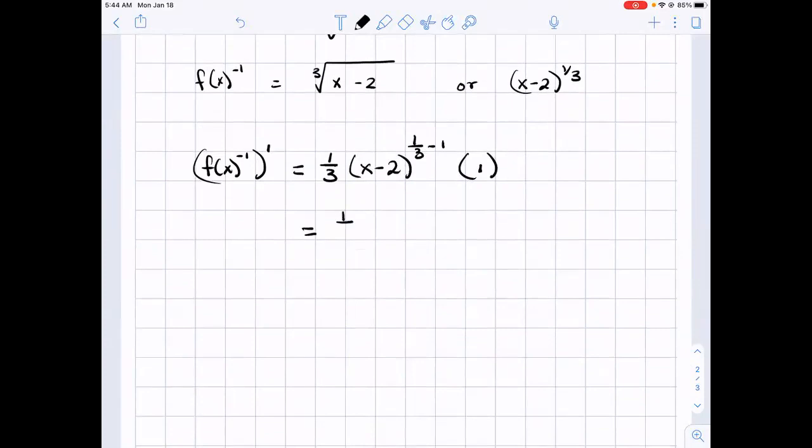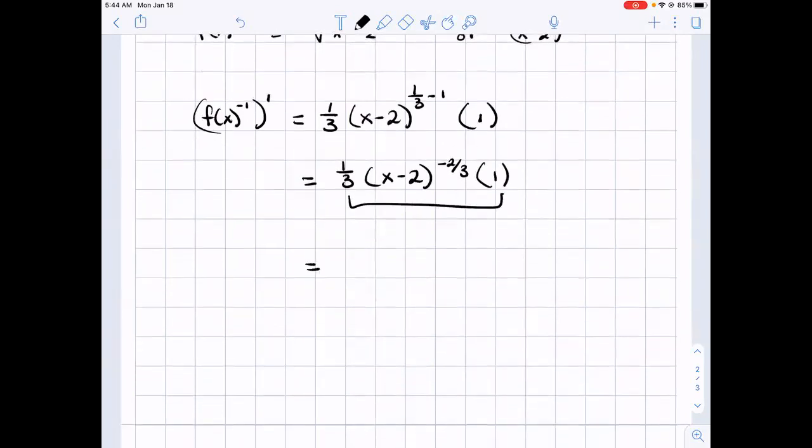Simplifying this, we have 1/3 times x minus 2 to the minus 2/3 power. And 1/3 times 1 is the same as 1/3. So this becomes 1/3 times the cube root, if you want to write it as a root, of x minus 2 squared.